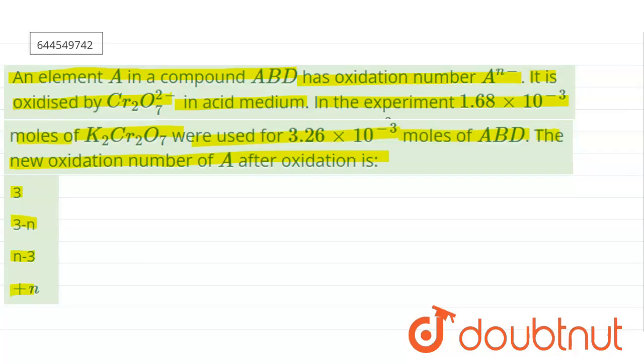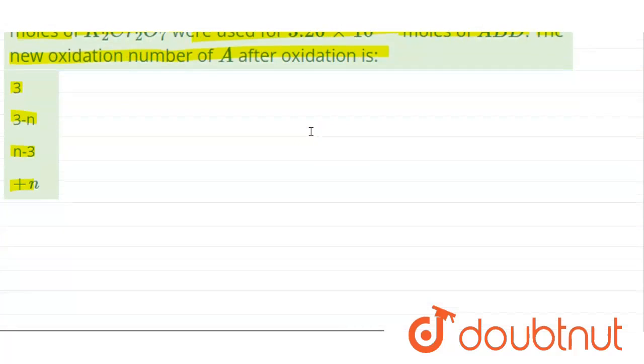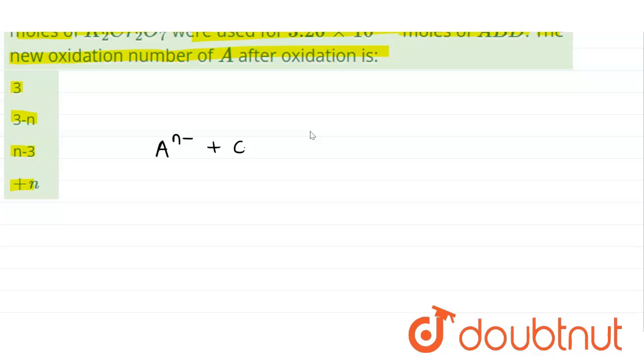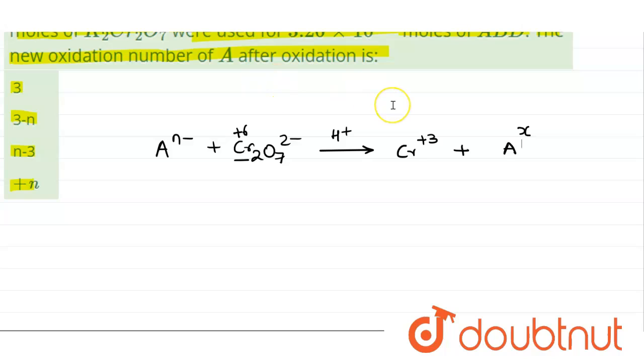So now we'll write the equation. I've got A^n- plus Cr2O7 2-. Over here the oxidation state of Cr is +6. So in acidic medium, that is in the presence of H+, Cr +6 will convert to Cr +3 and A will convert to something, value of x, which we don't know.